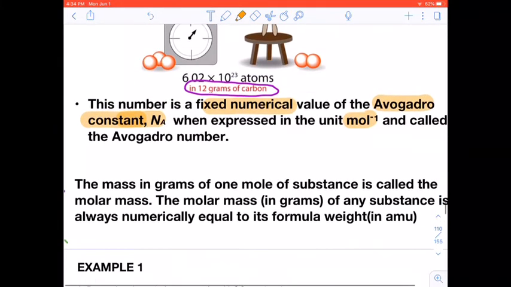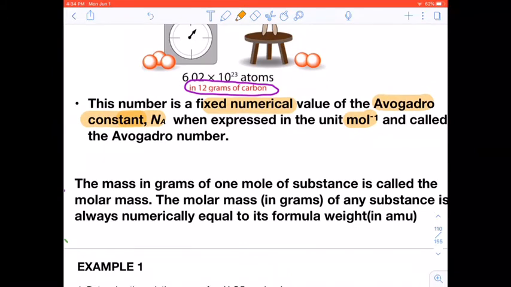Now, the mass in grams of 1 mole of a substance is called the molar mass. The mass of 1 mole of a substance, as I've shown you above, is called a molar mass. So 12 grams is the molar mass. Why? Because that 12 grams contains 6.02 times 10 to the 23 atoms.